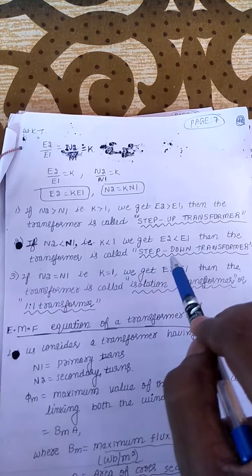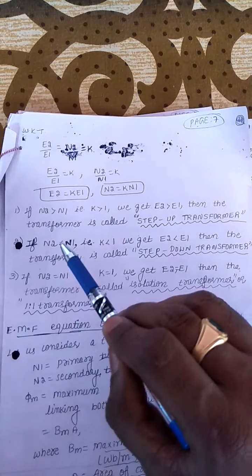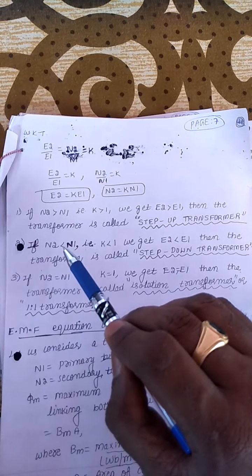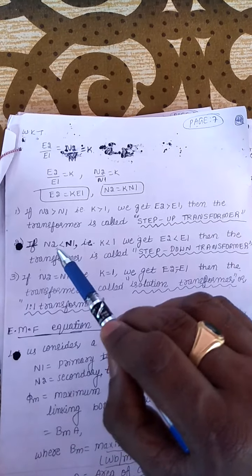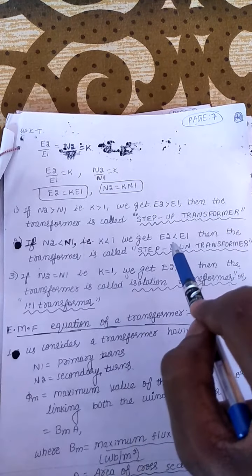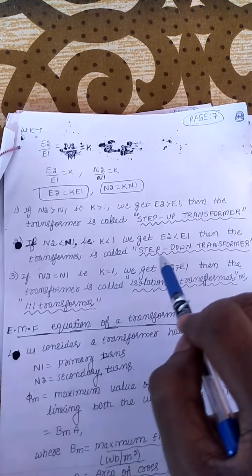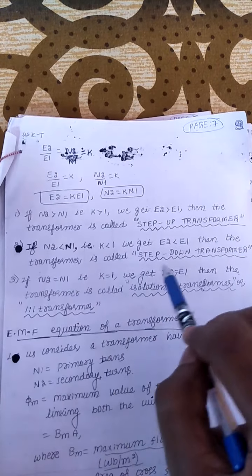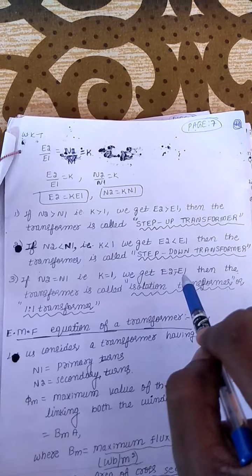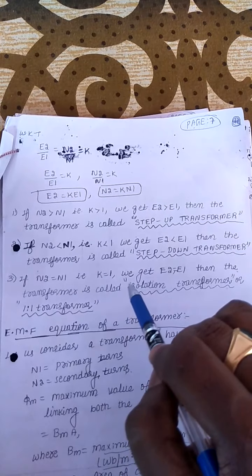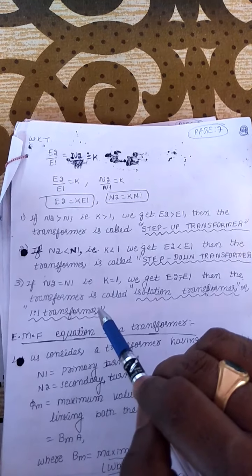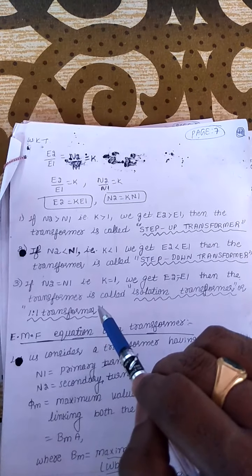If I want to call the transformer a step-down transformer, then the turns on the primary side, N1, should be greater than N2, that is, K less than 1, and E2 should be less than E1. Then the transformer is called a step-down transformer. If both the turns are equal and both induced EMFs are equal, then K is equal to 1. Then the transformer is called an isolation transformer or 1:1 transformer.